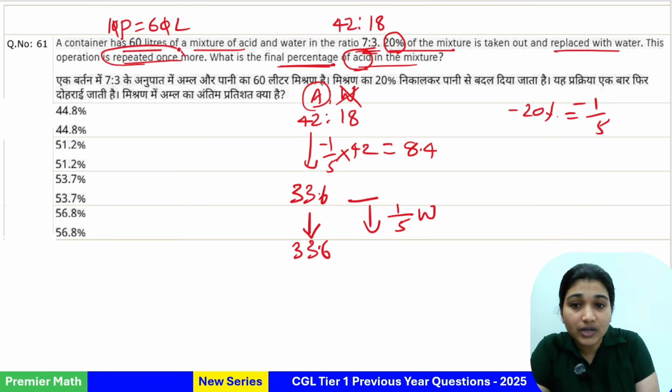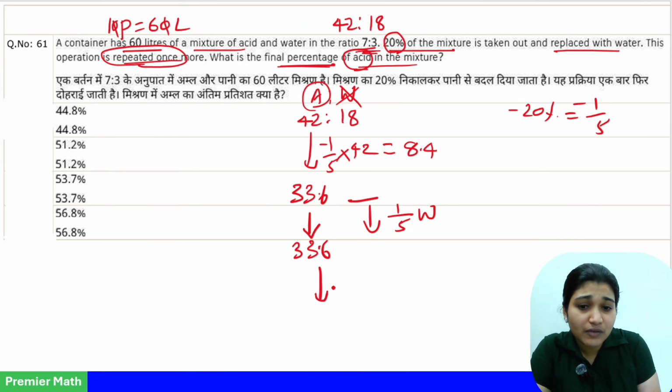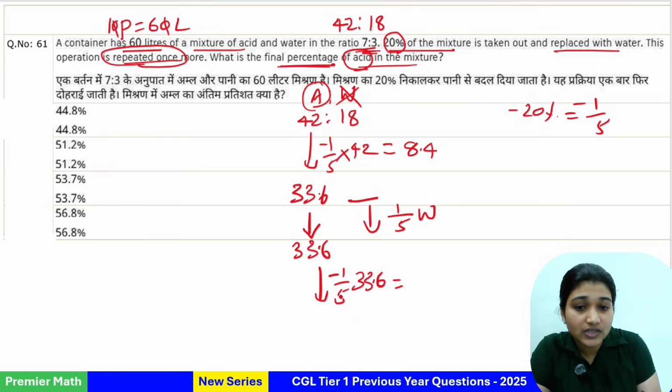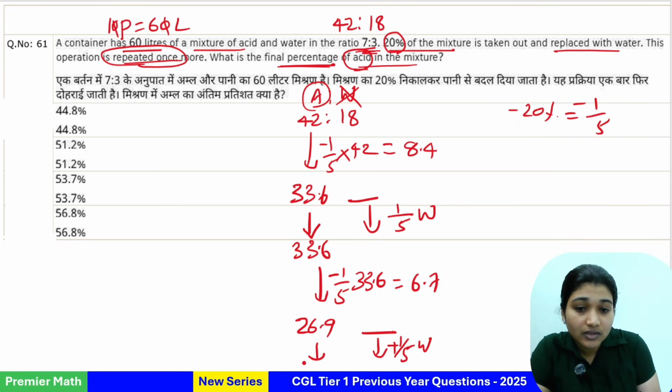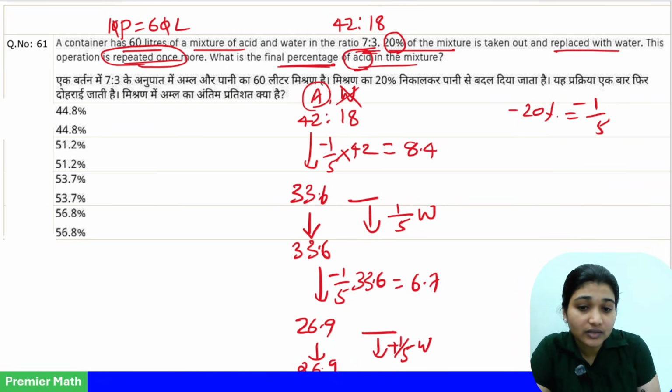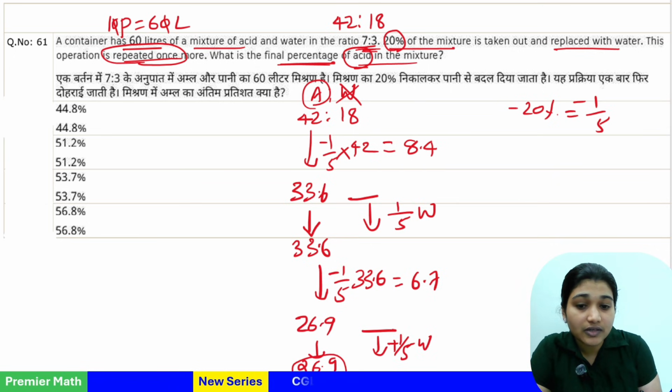Again, there is one more replacement. In the same way, 1 by 5 of 33.6 is taken out, which is around 6.7. So 33.6 minus 6.7 is equal to around 26.9. Again, you are adding only the water part to it, 1 by 5 of water. So there is no change in the acid part, which is 26.9. So finally, the acid part is 26.9.